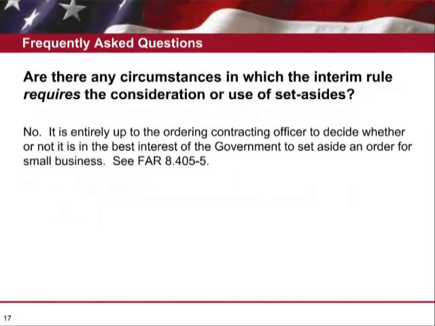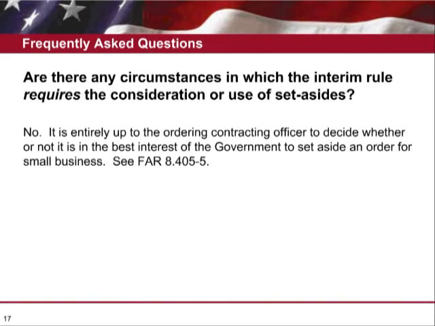Okay, third question is, are there any circumstances in which the interim rule requires the consideration or use of small business set-asides? And the answer to that is no. It's entirely up to the CO to decide whether or not it's in the best interest of the government to set aside an order for small business or a BPA for small business. And that's what the intent is behind using the word discretion.